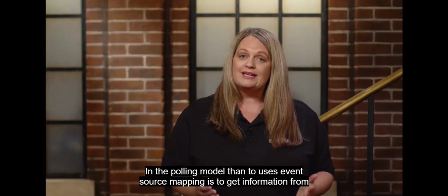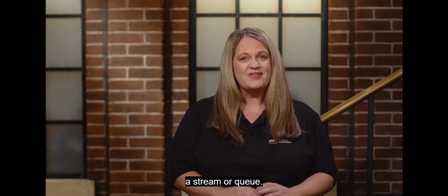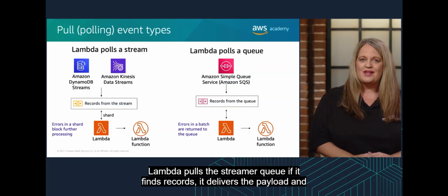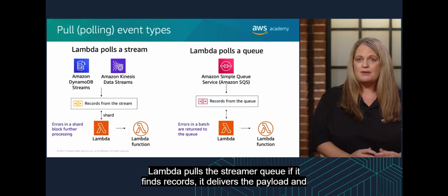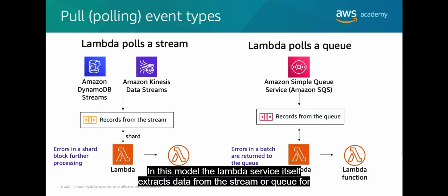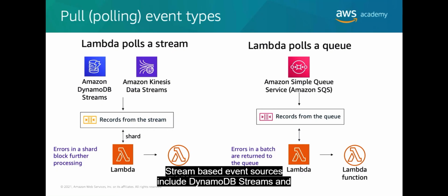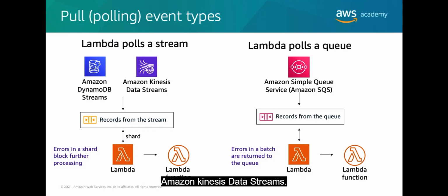In the polling model, Lambda uses event source mappings to get information from a stream or queue. Lambda polls the stream or queue. If it finds records, it delivers the payload and invokes the Lambda function. In this model, the Lambda service itself extracts data from the stream or queue for the Lambda function to process. Stream-based event sources include DynamoDB streams and Amazon Kinesis data streams.